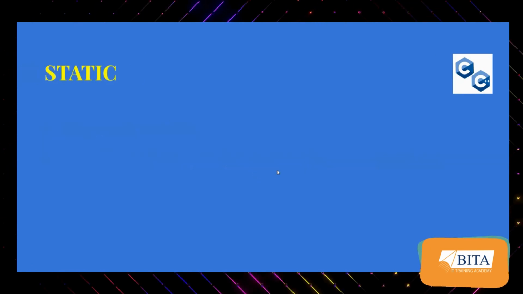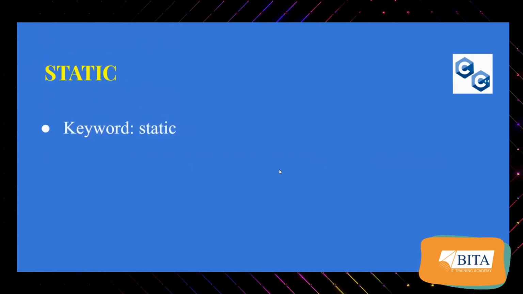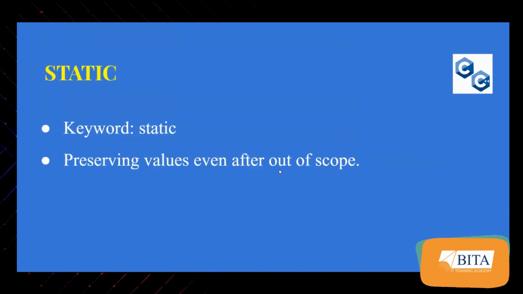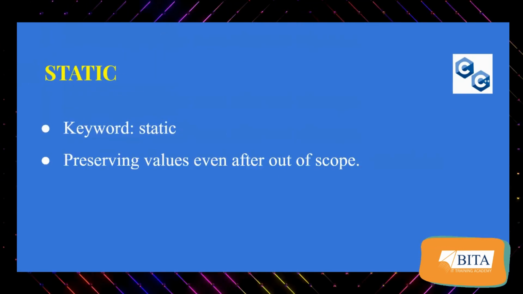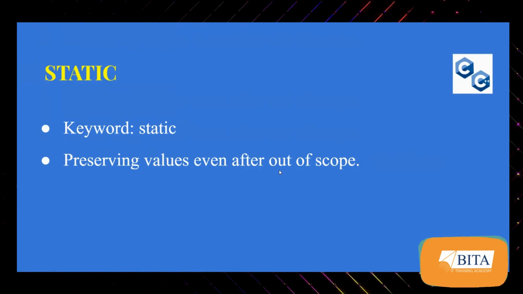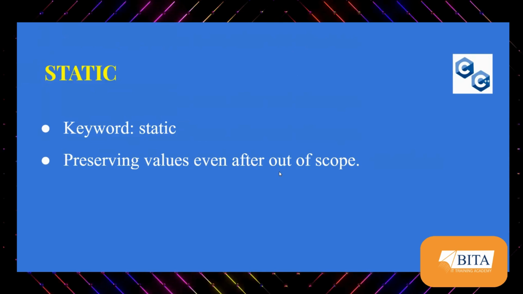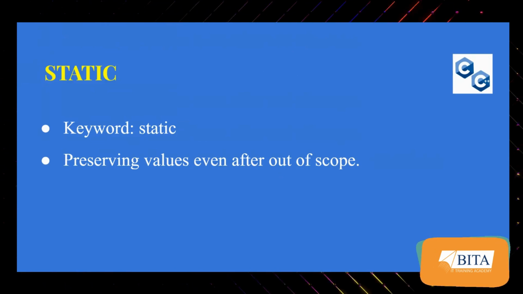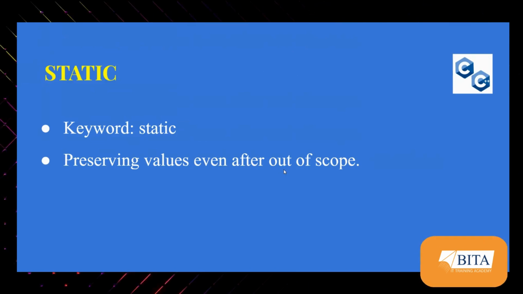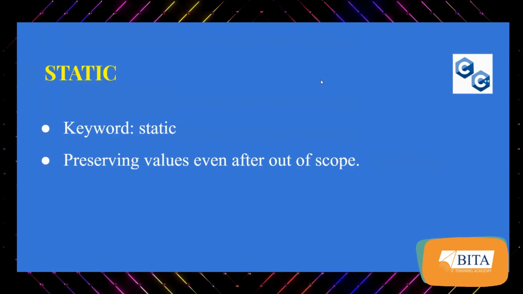Next is static. This storage class has the property of preserving its value even after it is out of its scope, and static variables are initialized only once and exist until the termination of the program. No memory is allocated again because they are not redeclared.